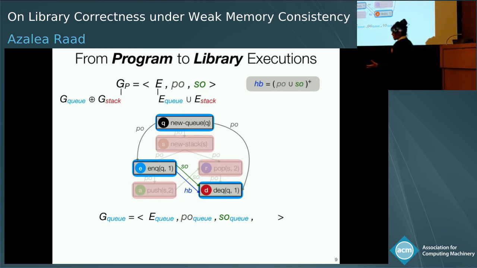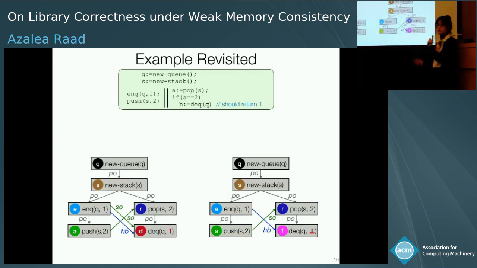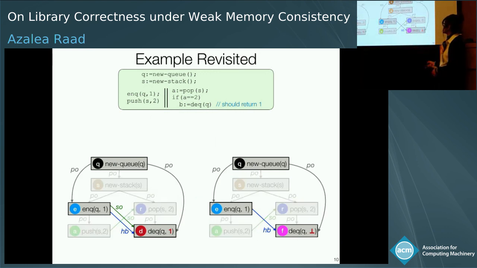Now, from earlier, I said that there is an extra component in the library executions that I'm going to come back to, and that was the happens before relation. And the question is, what am I going to pass to the library as its happens before? And I'm sure you've guessed correctly that what I'm going to do is take this global happens before, defined over the entire execution, and again, restrict it to the queue part. So here I have this happens before, and it's between blue events, so I'm going to include that in my projection. So going back to my example, this was my program executions, and now I'm going to project it to the queue part and obtain these two graphs.